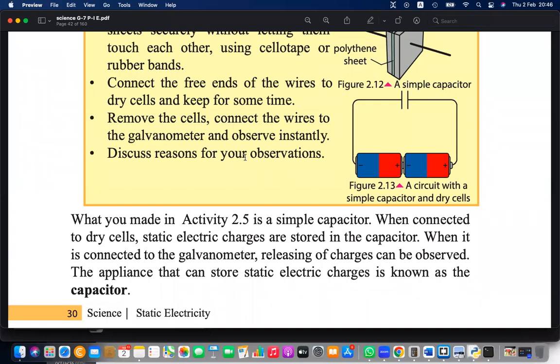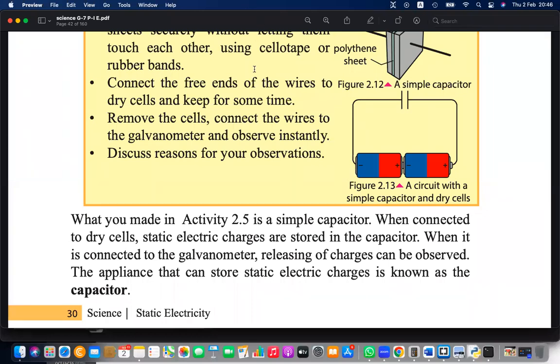A capacitor is something that can store static electricity for a short time. Right? A capacitor can store static electricity for a short time. So when it is connected to the galvanometer, it will be discharged. That is why you will be observing that. You have to observe that soon. As soon as a galvanometer is connected, this charge goes away.